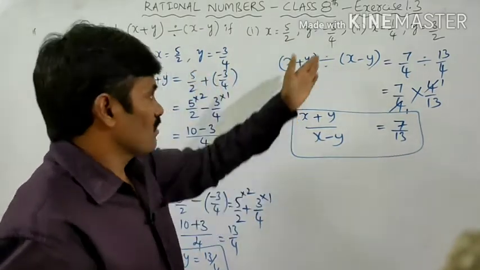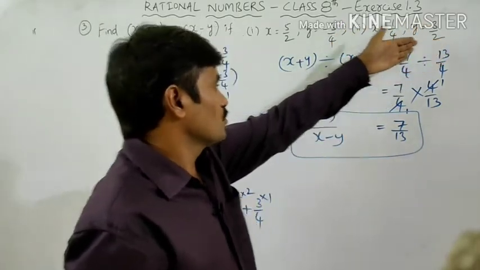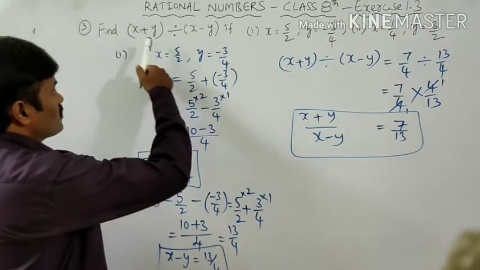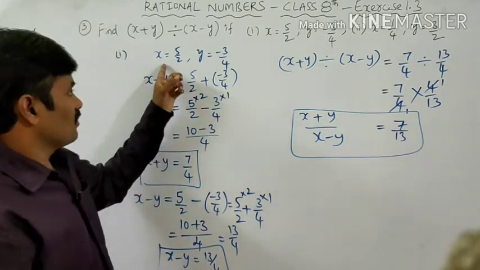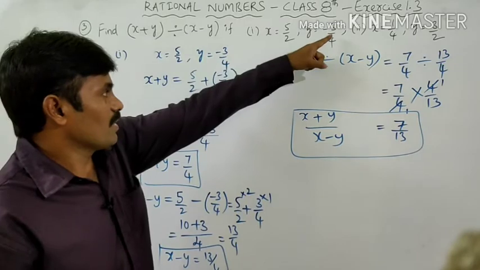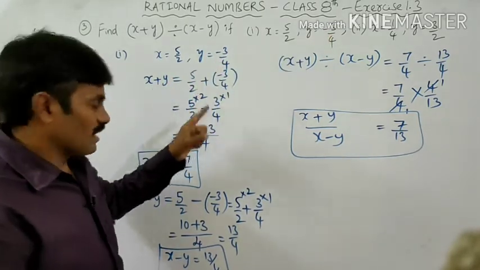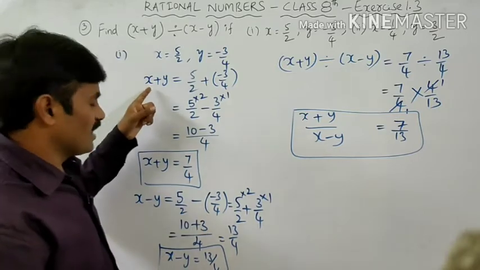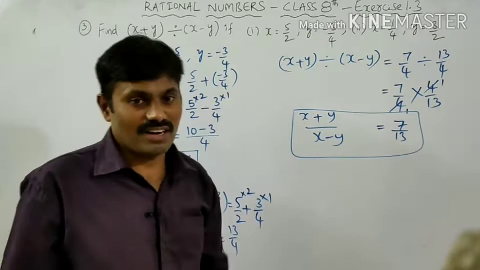In this way, how to solve the same question, that is x is equal to 1 by 4 and y is equal to 3 by 2. We have to substitute the values of x and y in this and we have to simplify. See here, we have considered x value 5 by 2 and y value minus 3 by 4 in the first case. So I have added first two, then again I have subtracted and I divided x plus y by x minus y. In the same way, how to solve second one also.